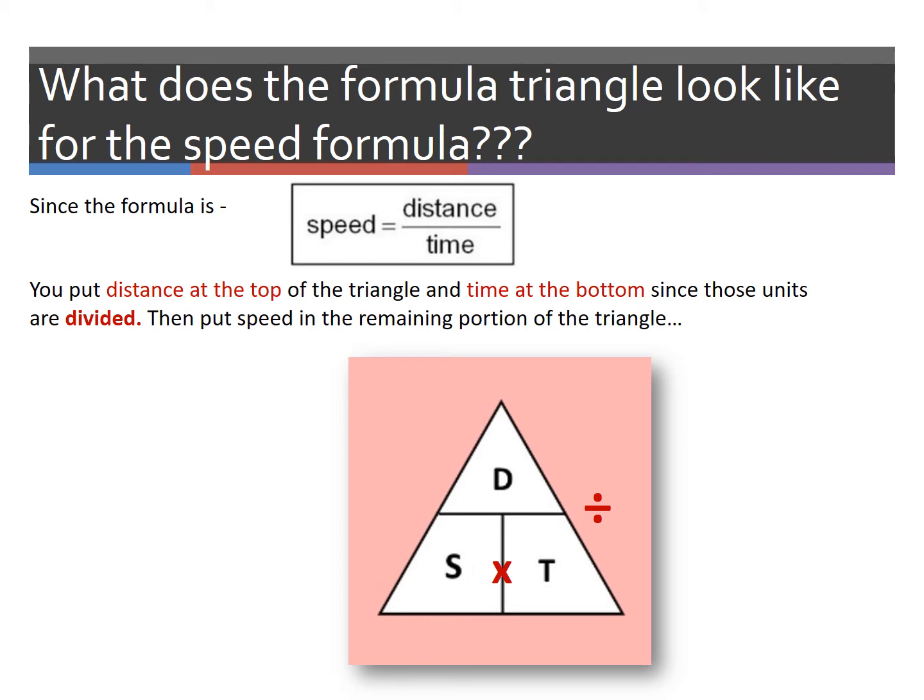So the formula triangle for speed looks as follows. We are dividing in this formula, so we start by putting distance and time. Distance goes at the top because it's divided by time, and in the empty part of the triangle we put S for speed. Remember, you will probably be calculating distance and time as well, so you need to know how to set up your equation. And you can always use a calculator.